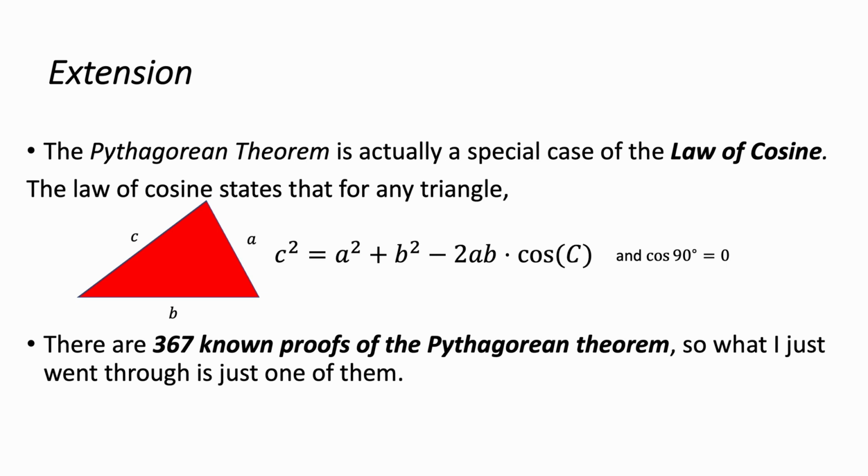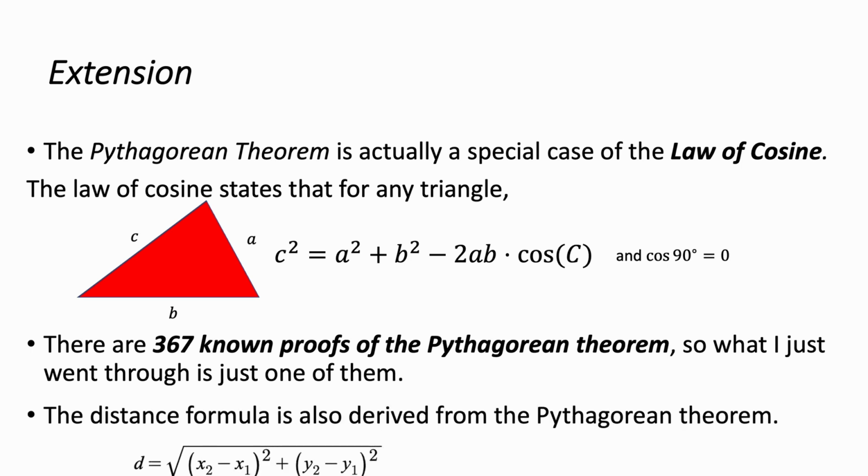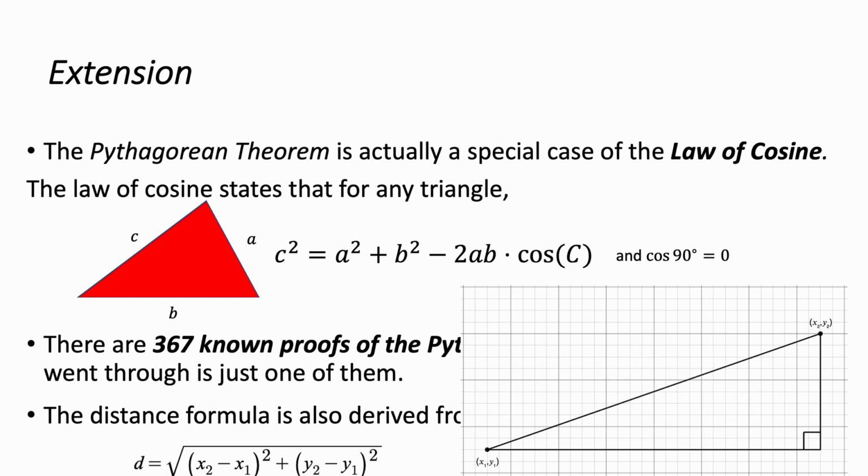We also have 367 known proofs of the Pythagorean theorem. So what I just went through is just one of the many Pythagorean proofs. Also, the distance formula is derived from the Pythagorean theorem as well. It states that the distance between 2 points on the coordinate plane is equal to the square root of x2 minus x1 squared plus y2 minus y1 squared. And if we see a visualization of this, you see that it's basically the Pythagorean theorem with the x length of x2 minus x1 and the y length of y2 minus y1.